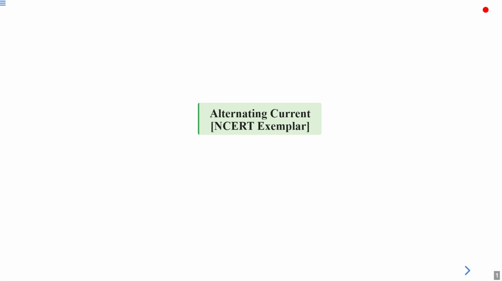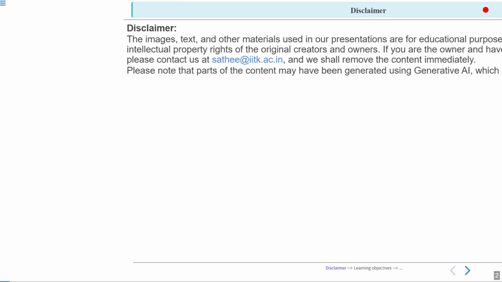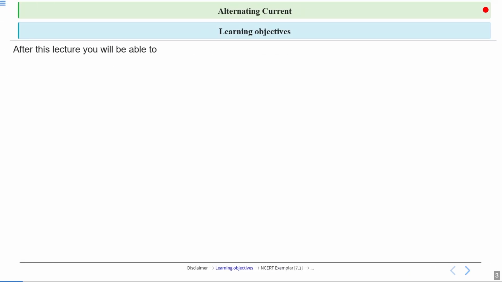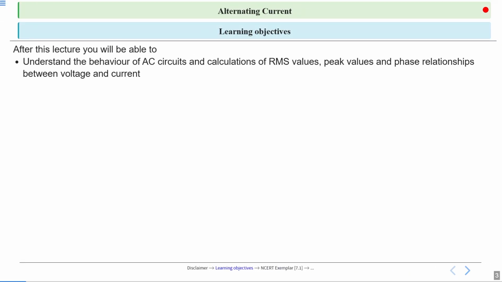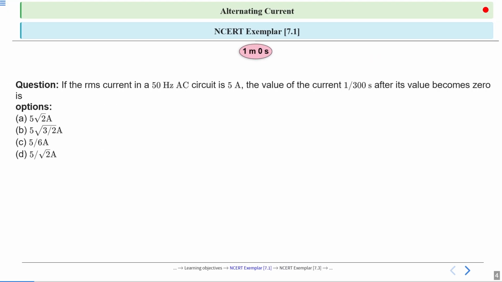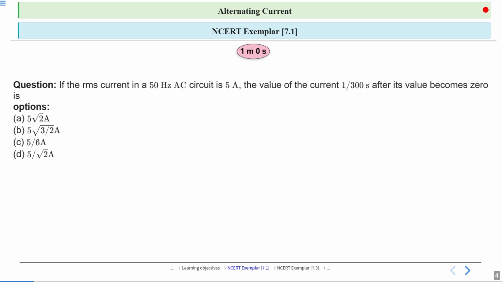So today we are going to discuss alternating current NCERT examples. So this is the disclaimer. After this lecture you will be able to understand the behavior of AC circuits and calculation of RMS values, peak values and phase relationship between voltage and current. Calculate impedance, reactance and power in AC circuits, including how these quantities vary with frequency and how they determine circuit behavior. So let's begin with the first question, NCERT example 7.1.